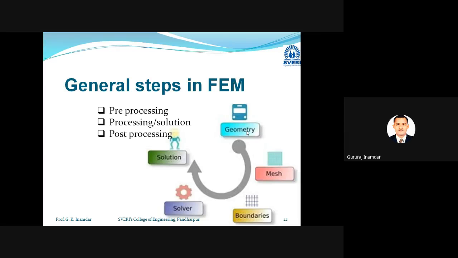The first is geometry. What is geometry? Whatever the object is from the 3D or design software, we take the object from the design software and insert that file into our ANSYS software. After that, meshing. What is meshing? Meshing is nothing but defining the nodes and elements for the analysis purpose.